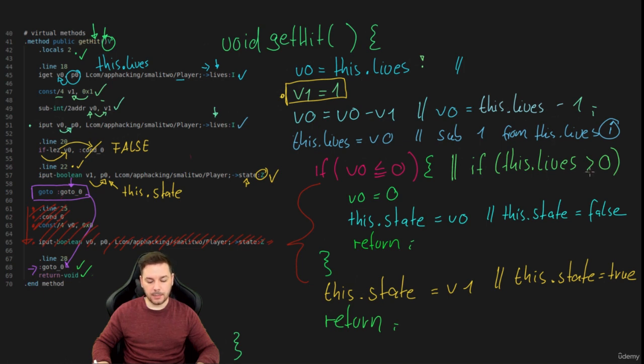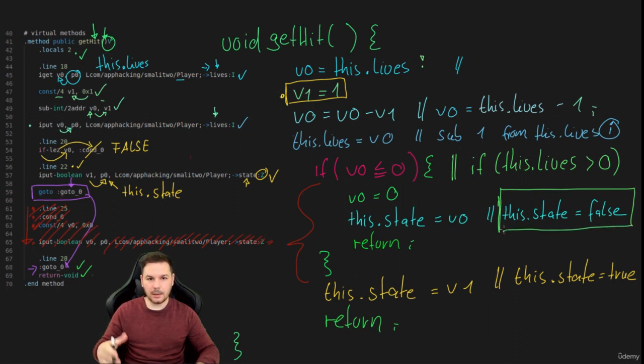Otherwise, we lose the game. Let's see. Now we've got if v0 is less equals 0. Okay, this means we are not having any lives left, right? Because this is what we get if we are having 0 or less than 0 lives. Then we have the statement over here. Interestingly, that's correct. We are putting our this.state into a false mode.